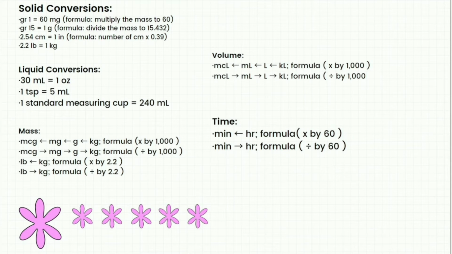In volume, to convert kiloliters to microliters, the formula is multiply the number by 1000. And for microliters to kiloliters, the formula is divide the number by 1000. In time, to convert hour to minute, the formula is multiply the number by 60. And minute to hour, the formula is divide the number by 60.